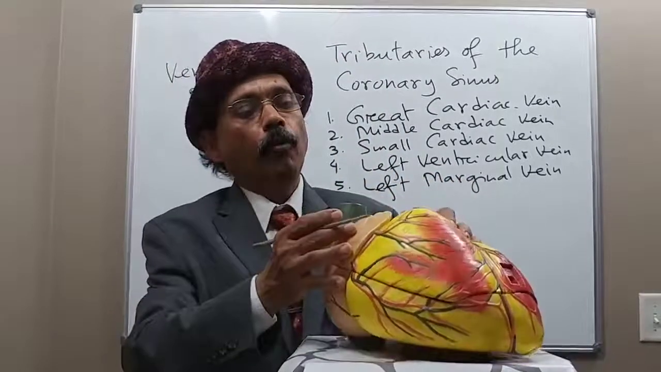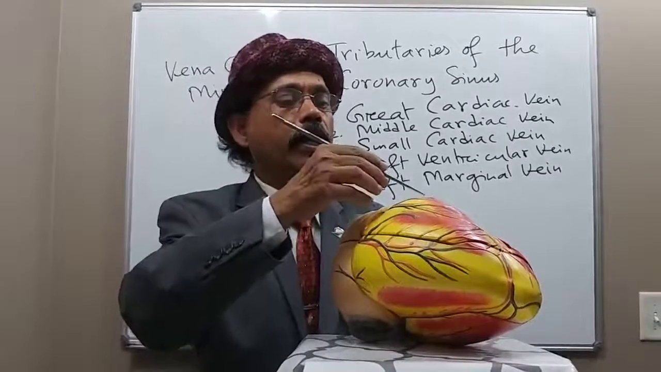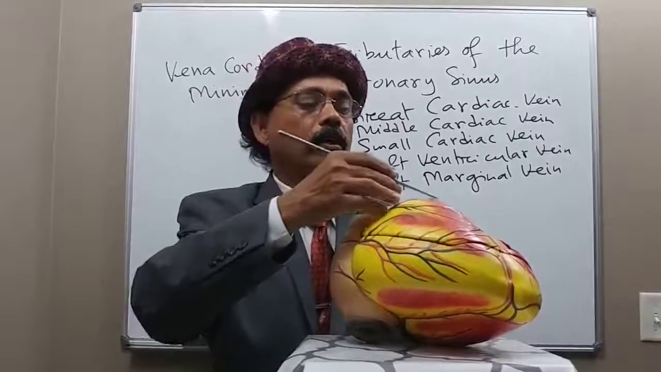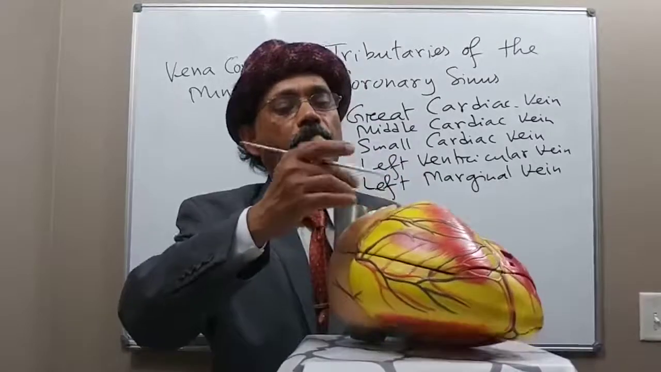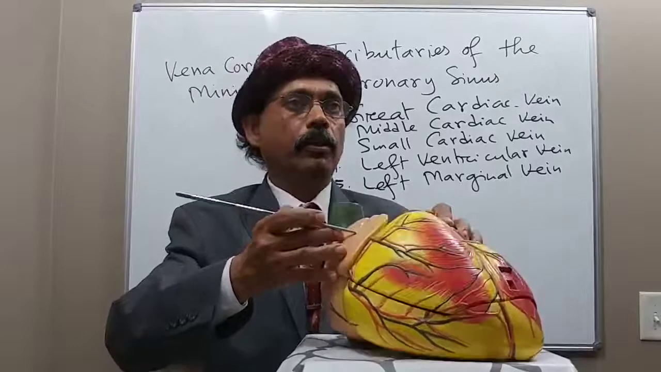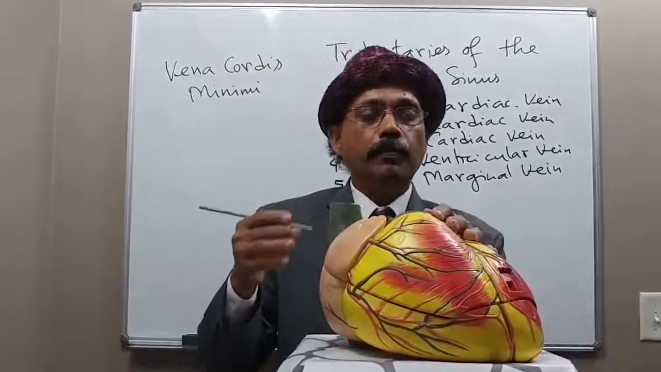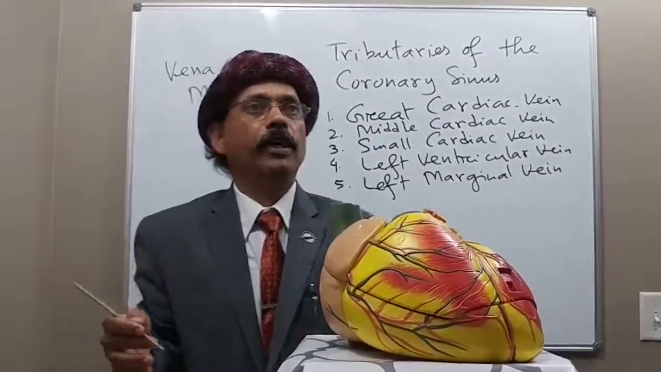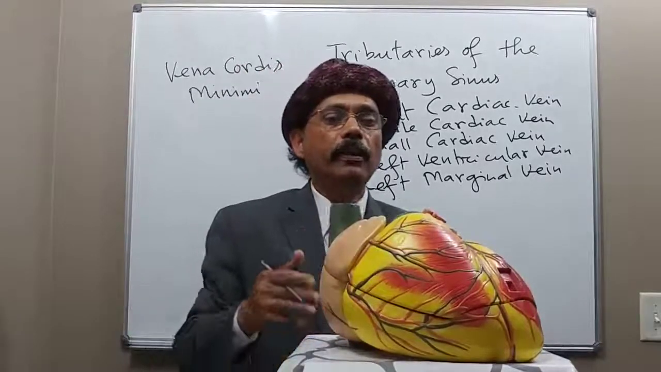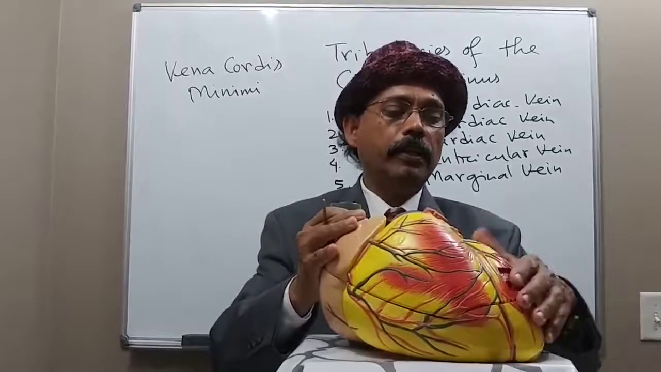We may also have some anterior cardiac veins that drain venous blood from the anterior part of the right ventricle. They open into the right atrium or right auricle independently, not going to the coronary sinus. Okay, we got that. Then we'll go inside the heart again.